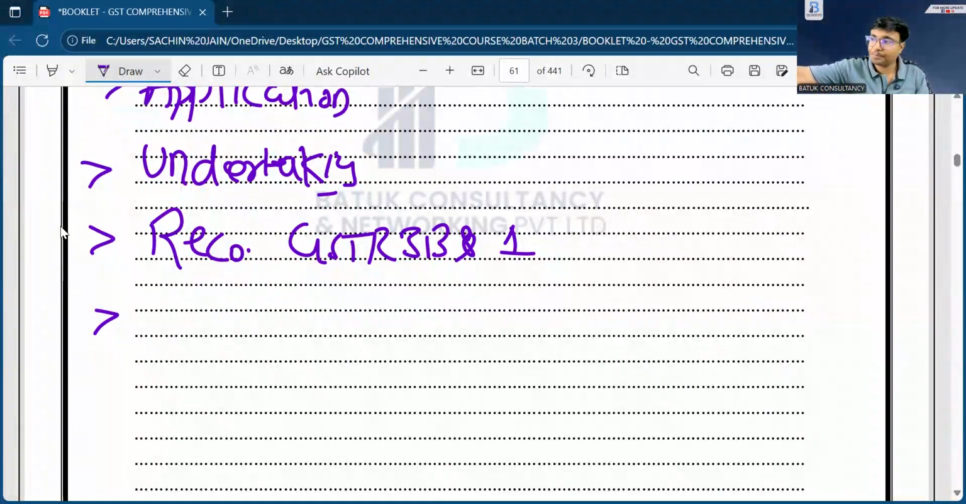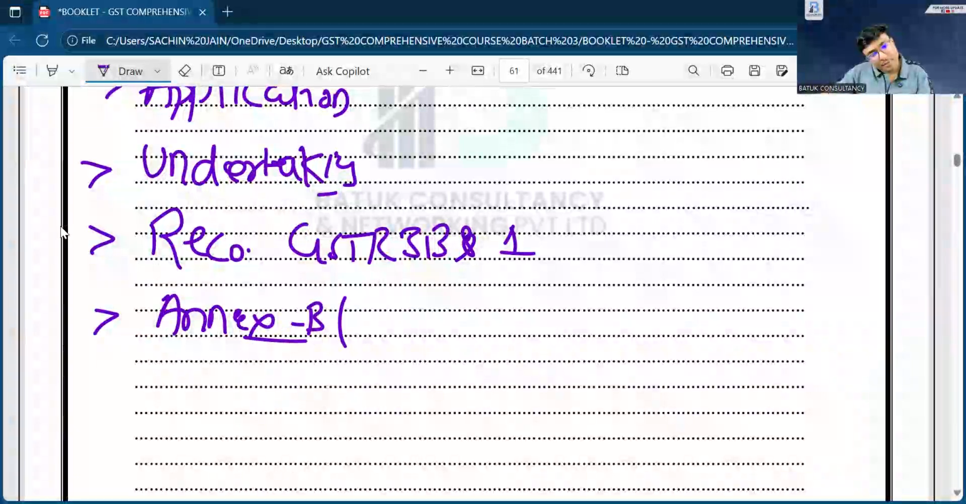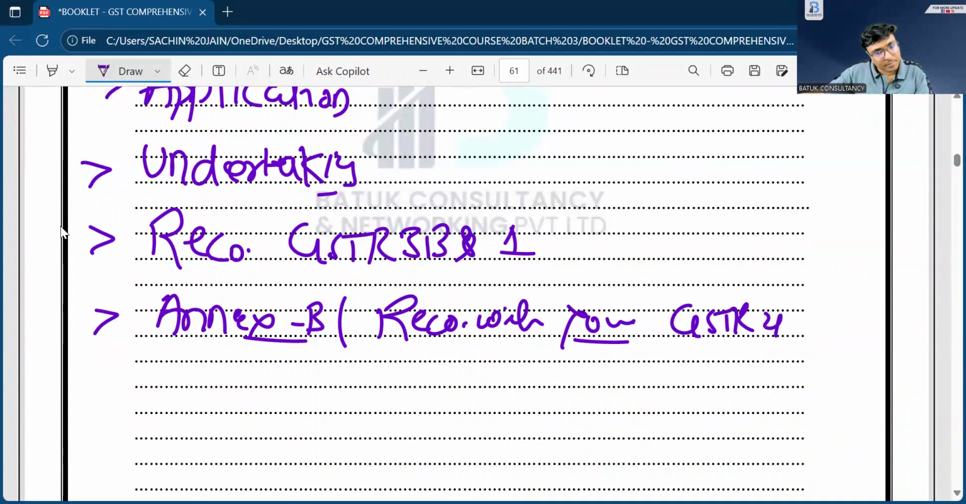Then after, you have to put the annexure B. Yes, because sir, you are claiming the refund of the input tax credit only. So how is the government going to check the genuineness of your input tax credit? Through your GSTR 2B only. So they are saying that you have to provide the annexure B, that is the reconciliation with your GSTR 2B.